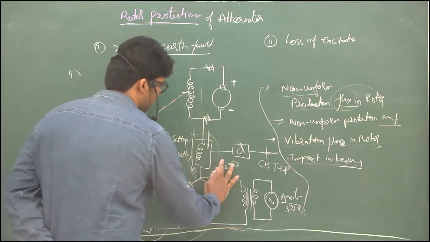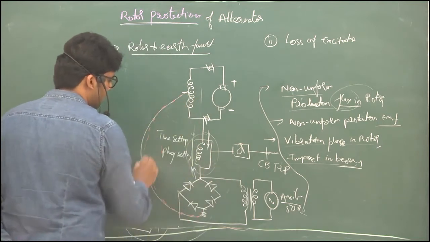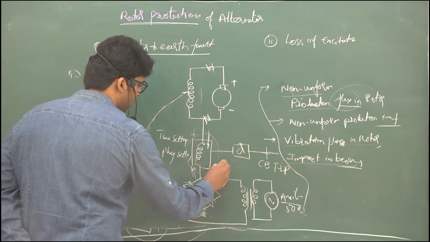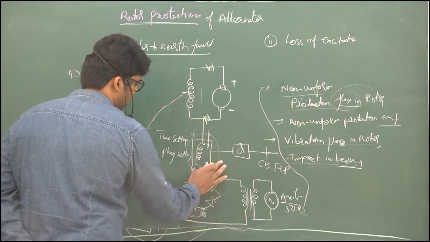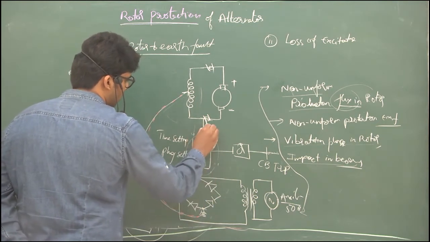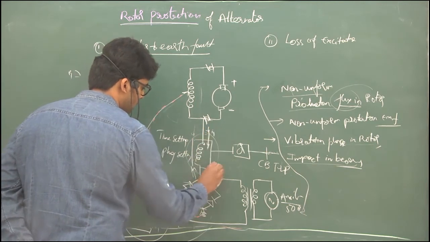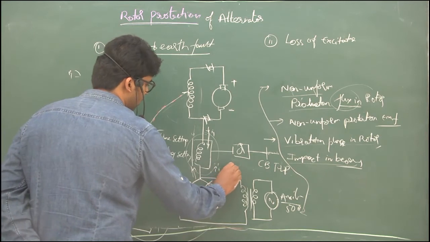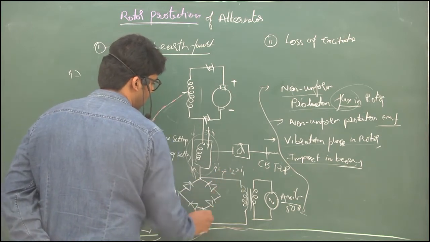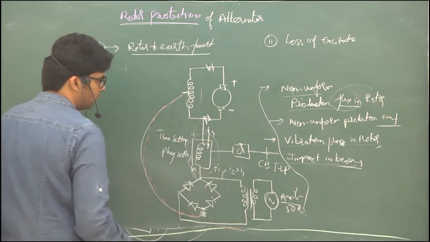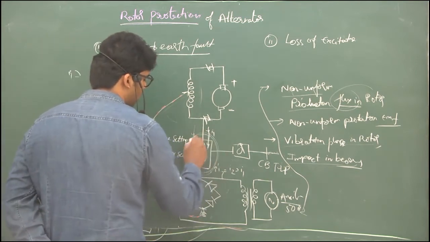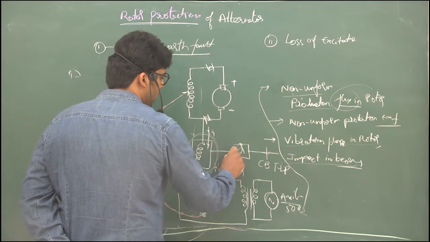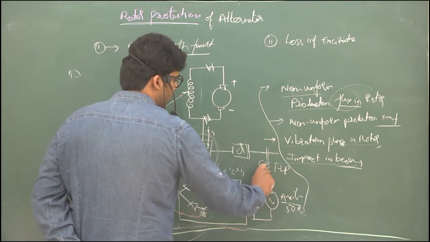Under fault condition, what happens is there will be a grounding. Due to this, the current flowing downwards, let us say this current is I1 and this current is I2. Due to this grounding, I2 will be greater than I1, or I1 will be greater than I2. Due to that, there is a flow of current in the coil, therefore the relay will operate and give the circuit breaker tripping.